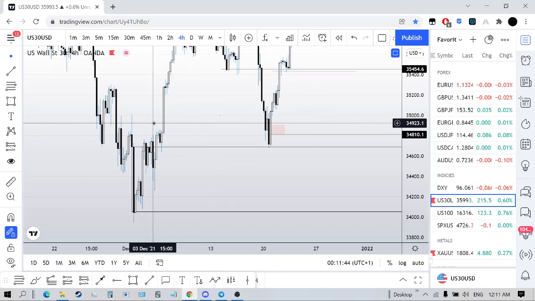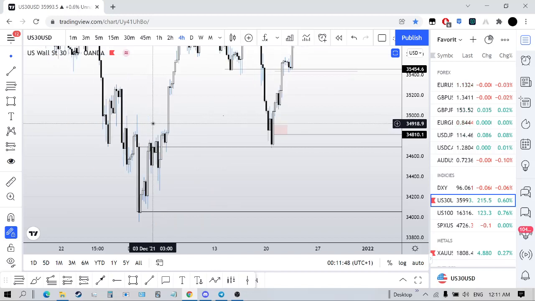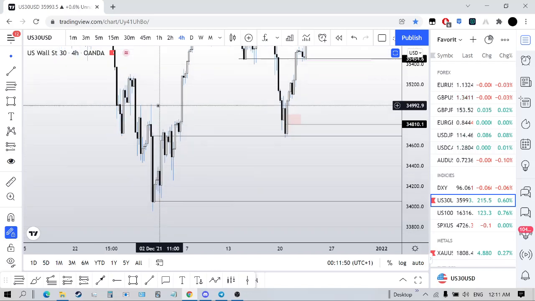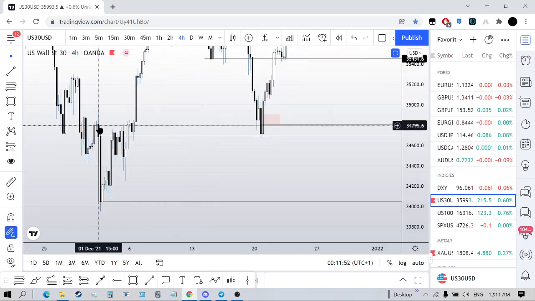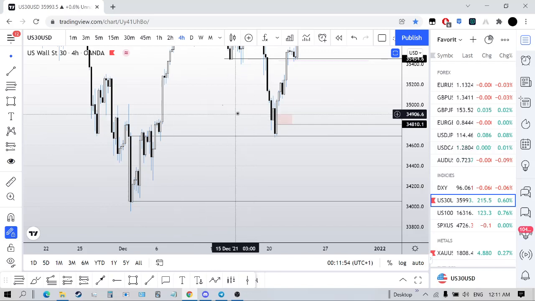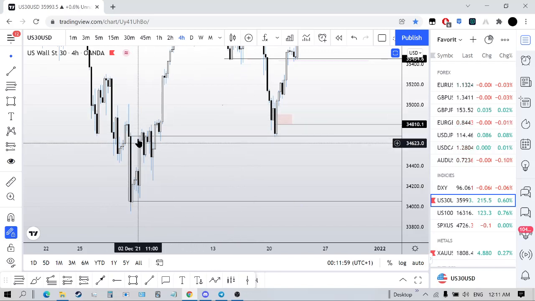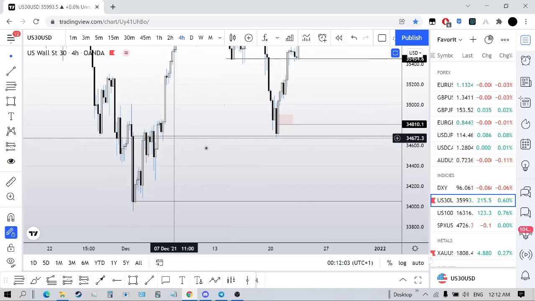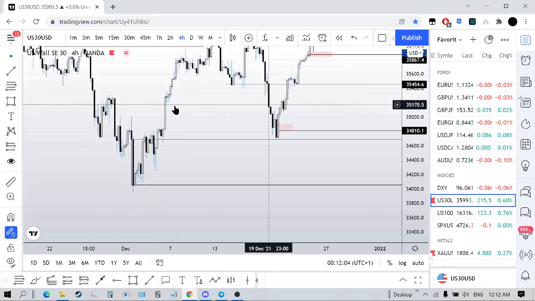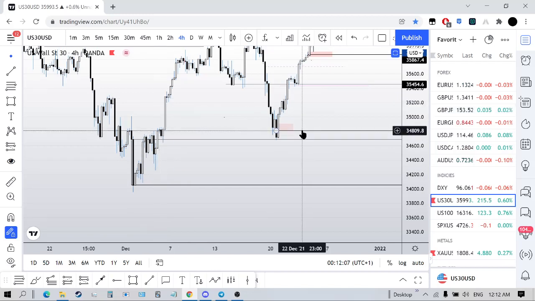What supply and demand teachers, who transferred over to SMC, try to preach is fresh zones. IPDA, the algorithm, doesn't care about fresh zones. They remember prices that they worked in. They have those noted. They will remember these prices, old fair value gaps. You draw them out in time. There's nothing fresh about that.